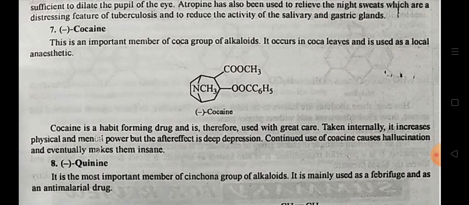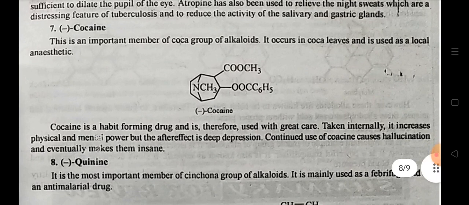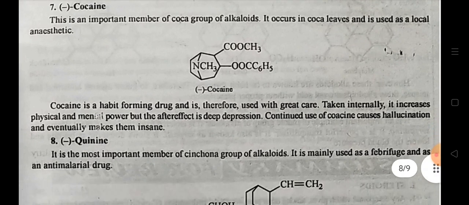Cocaine. It is an important member of coca group of alkaloid. It occurs in coca leaves and is used as a local anesthetic. Cocaine is a habit-forming drug and is therefore used with great care. Taken internally, it increases physical and mental power, but the after effect is deep depression. Continued use of cocaine causes hallucination and eventually makes them insane.